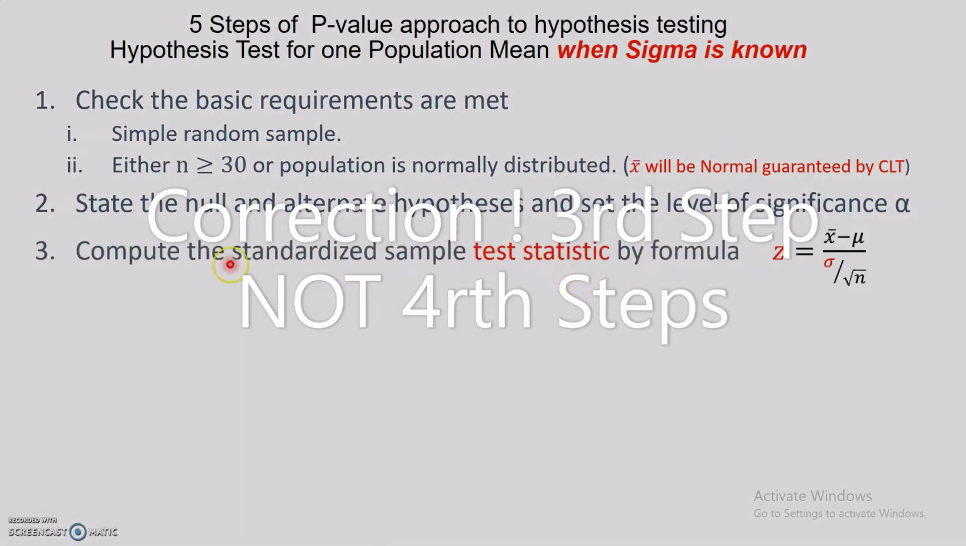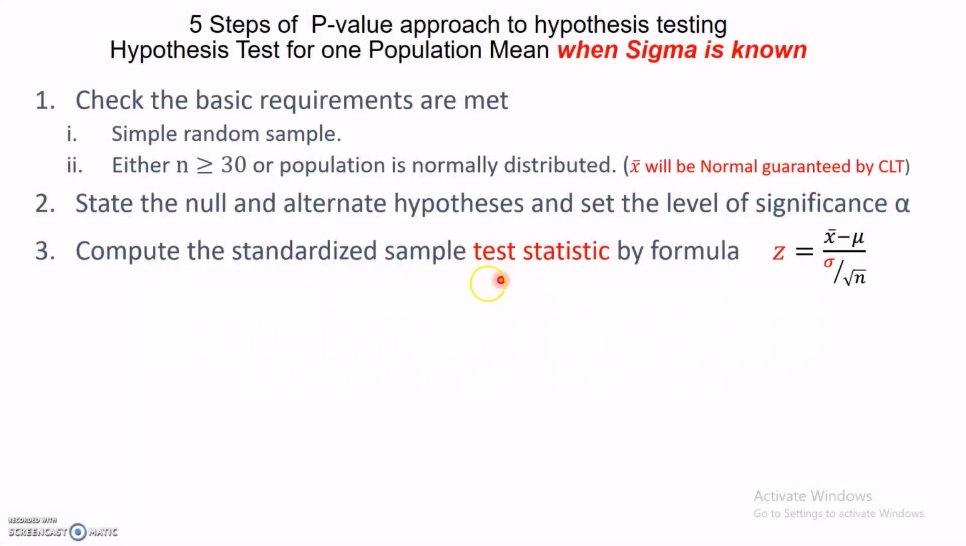Third step. In the third step, we need to compute the sample test statistic, right? We need to compute the standardized sample test statistic, and fortunately we have a formula for that, and the formula is z equal to the sample mean minus the population mean divided by sigma over the square root of the sample size. That's how you compute this sample test statistic. This was step number 3.